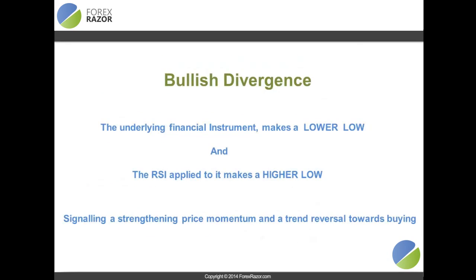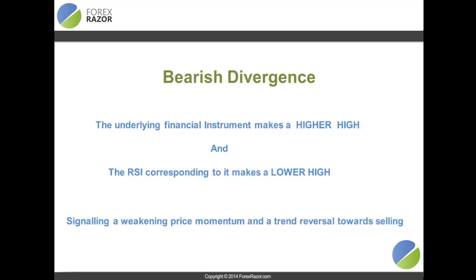Starting with the bullish divergence, when the underlying financial instrument to which the RSI has been applied makes a lower low and correspondingly the RSI at the same point makes a higher low, it is considered as a signal of a strengthening price movement and the trend reversal towards buying.